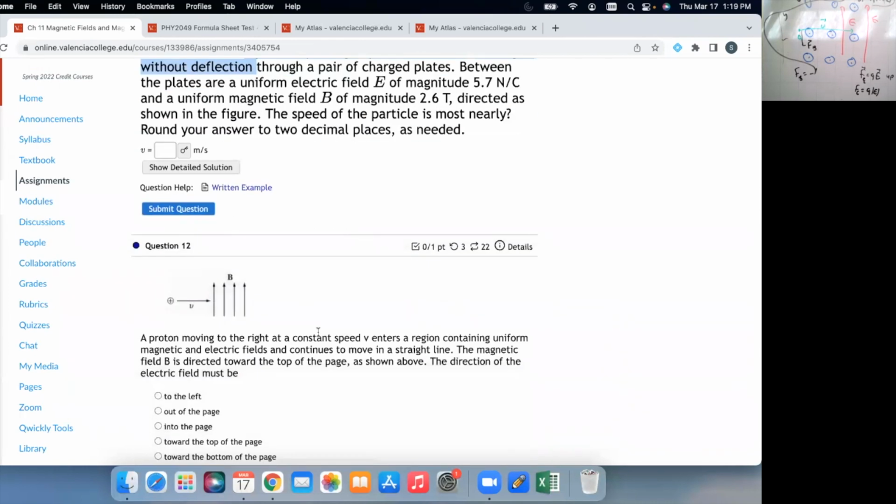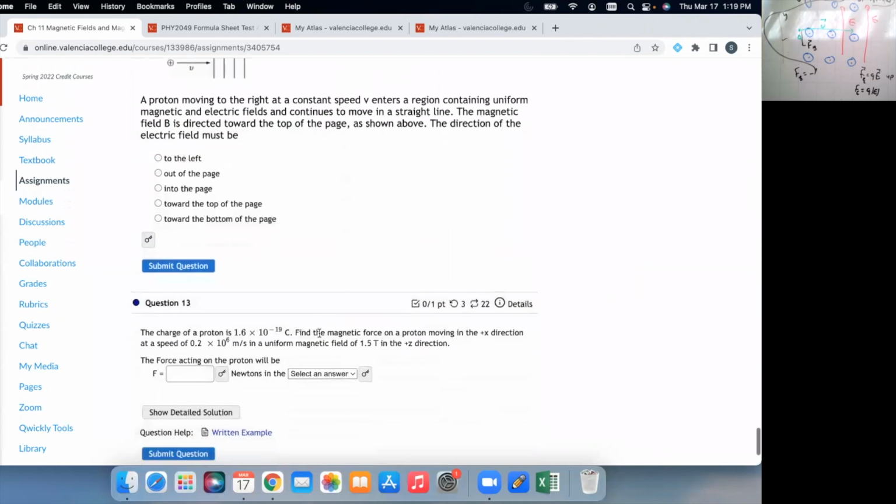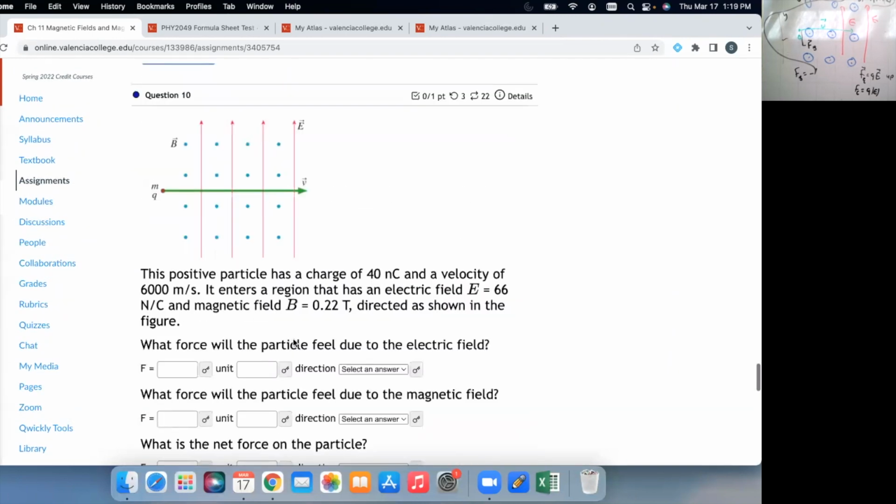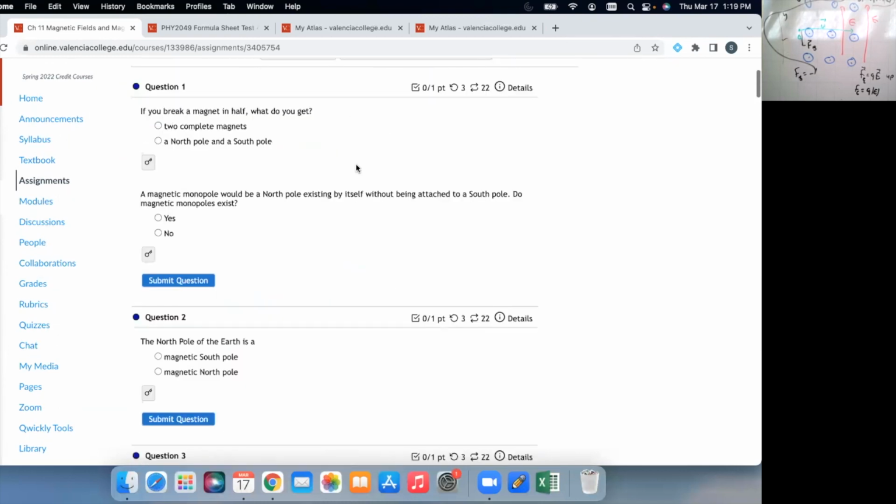Oh, and look, there's a written example. Okay, and then that one has a written example. Okay, I think that's good. I think that'll get you through this assignment.